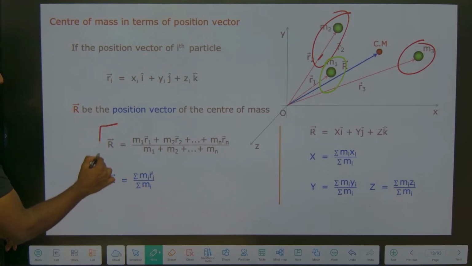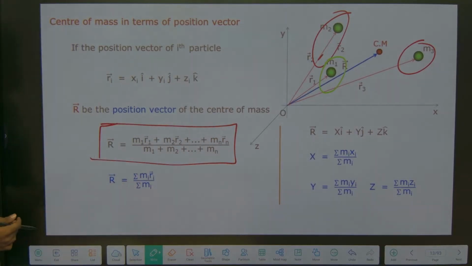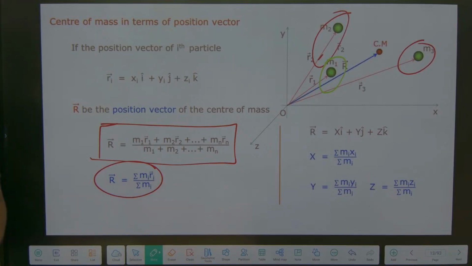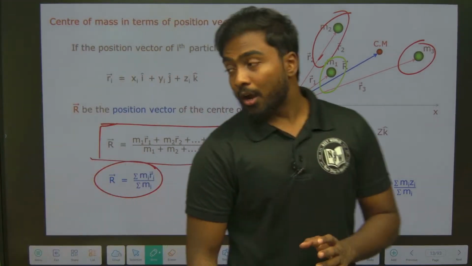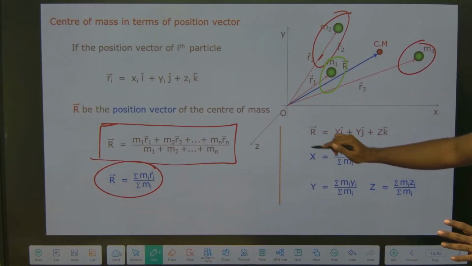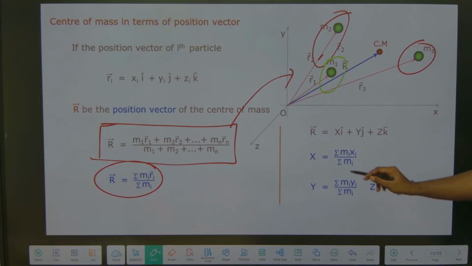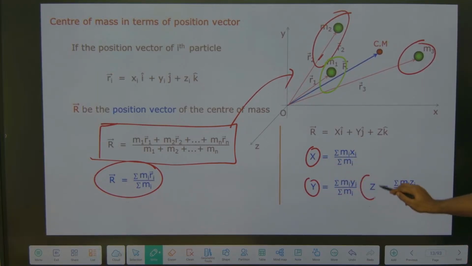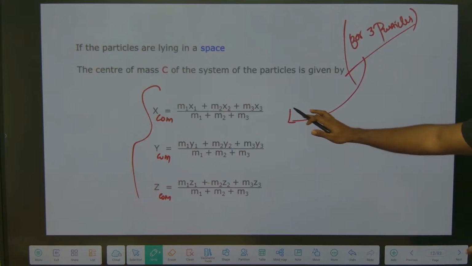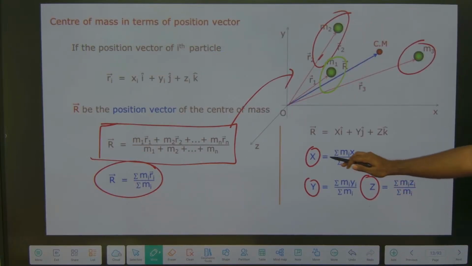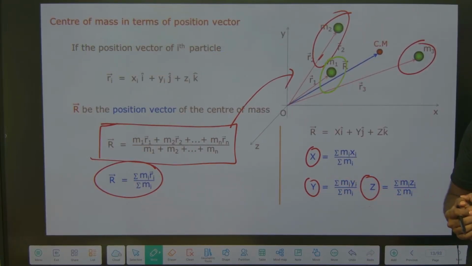So here the formula is given for n particles, which is nothing but summation mi ri by summation mi. This is for the position vectors. Similarly for x, y, z also. We have talked about the space, x center of mass, y center of mass, z center of mass. Similarly for position also, x center of mass, y center of mass and z center of mass. Take a note of this.